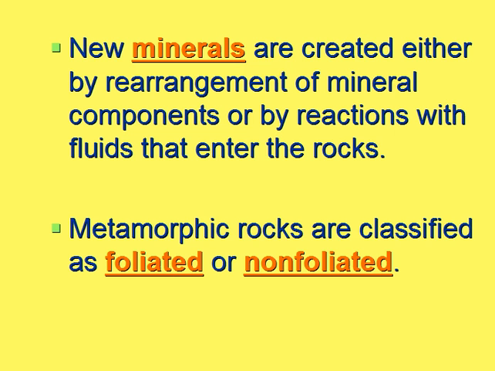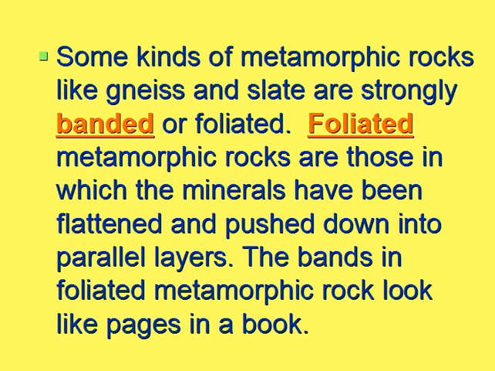Now, new minerals are actually created either by the rearrangement of mineral components, or by the reaction with fluids that enter the rocks. Metamorphic rocks are classified as foliated or non-foliated, and we'll go through each one of these samples. Some kinds of metamorphic rocks, like gneiss, which looks like it would be pronounced "g-niss" but is actually pronounced "nice," just like N-I-C-E but spelled differently, and slate, are strongly banded or foliated rocks.